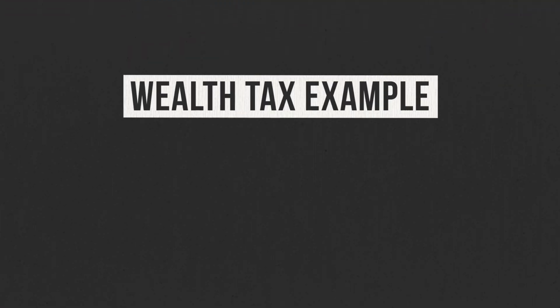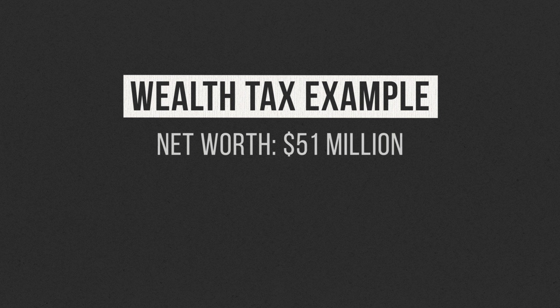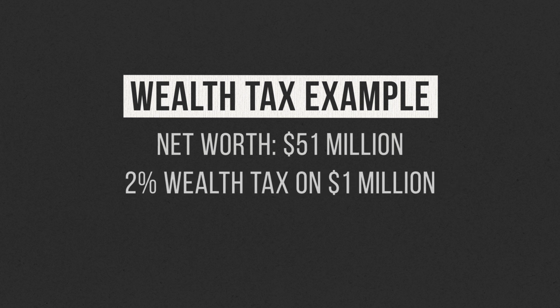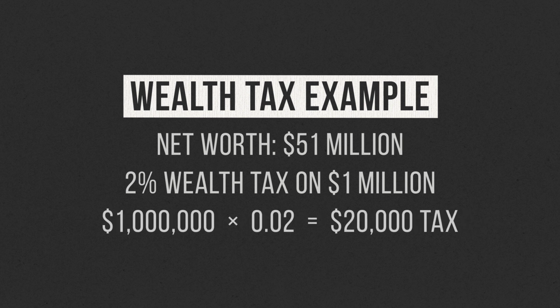So, as an example, if you had a net worth of $51 million, you would be subject to a 2% wealth tax on $1 million. Remember, the tax only applies to anything above and beyond $50 million. So you multiply $1 million by 2% in decimal format, and you wind up with $20,000 in taxes owed. Pocket change for someone worth 51 million bucks.